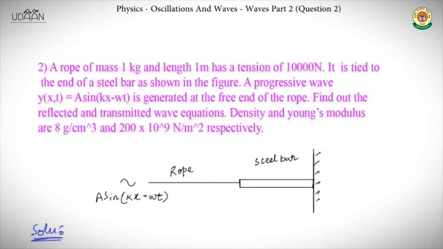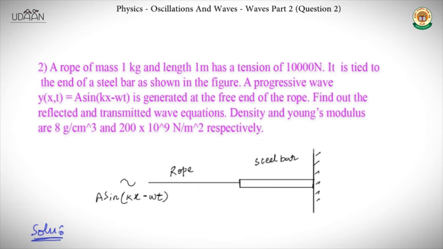So moving on with problem 2, a rope of mass 1 kg and length 1 meter has a tension of 10,000 newtons. It is tied to the end of a steel bar as shown here. A progressive wave y(x,t) equals a sine(kx minus omega t) is generated at the free end of the rope. What we need to find out is the expression for the reflected and the transmitted waves, and we are given the density and Young's modulus of steel.